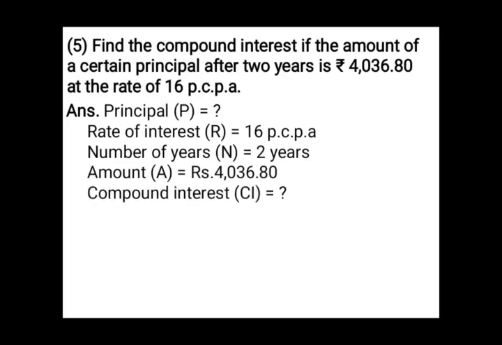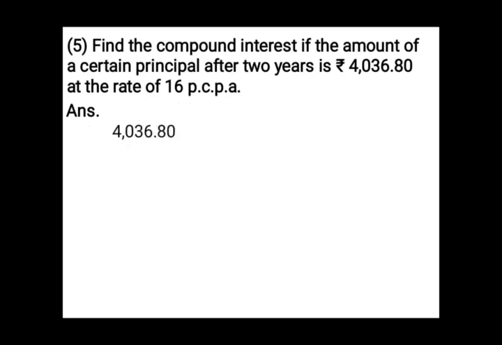Before you find compound interest, you have to find principal by using the formula of amount of compound interest. The formula of amount of compound interest is amount is equal to principal in bracket 1 plus rate of interest upon 100 raised to number of years. That is, amount is 4036.80 is equal to principal in bracket 1 plus rate of interest is 16 upon 100 raised to number of years is 2 years.